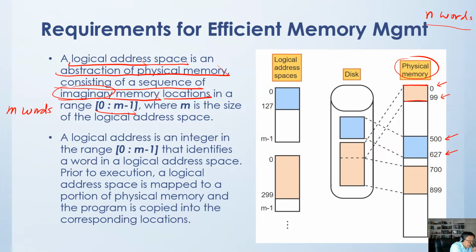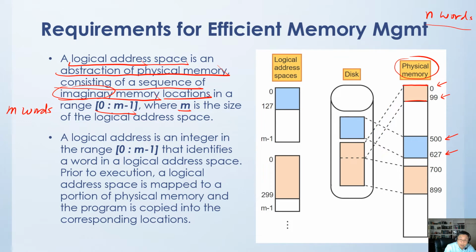Now, the size of the word for the logical address space should be the same as the size of a word for the physical memory, because it's basically an abstraction of the physical memory. Okay, so m is the size of the logical address space.